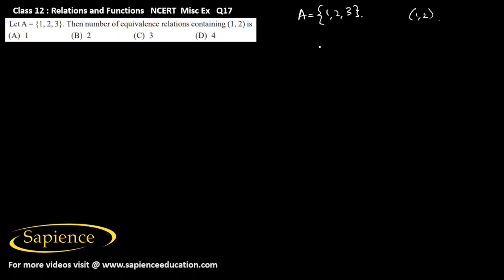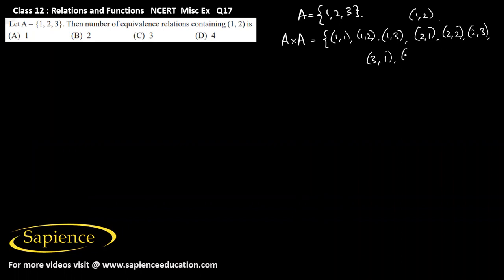So now the set A cross A is the universal relation on the set A, which will contain 9 elements, which are (1, 1), (1, 2), (1, 3), and then (2, 1), (2, 2), (2, 3), and then (3, 1), (3, 2), and (3, 3). So it will contain 9 elements.